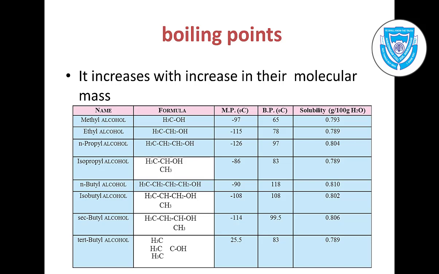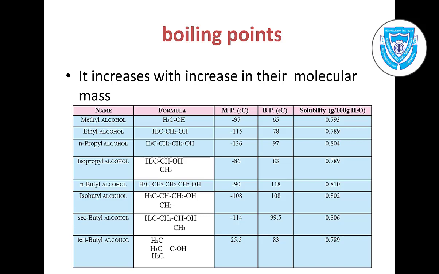For instance, in this slide, here you have methyl alcohol, that is CH3OH. The boiling point of methyl alcohol is 65. If the molecular mass increases, that means a carbon is added, the boiling point will now increase. In the other case, that is isopropyl alcohol, again a carbon is added, so the boiling point goes on increasing. So, we can conclude from this slide that when the molecular mass increases, the boiling point of the compound would increase.